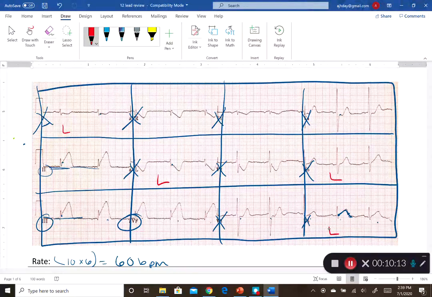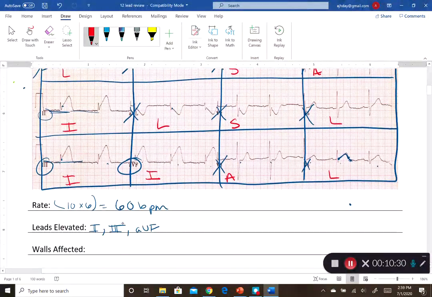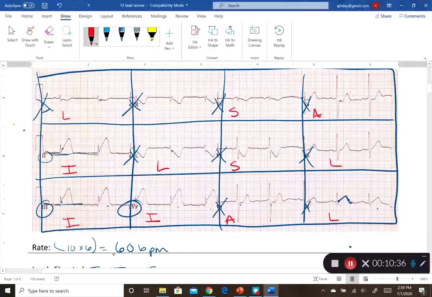2, 3, AVF, those are my inferior walls. V1 and V2 are septal, and then V3 and V4 are anterior. So my walls affected on this one, I have 2, 3, and AVF, that's going to be my inferior wall. So now let's go through and decide what artery is affected.